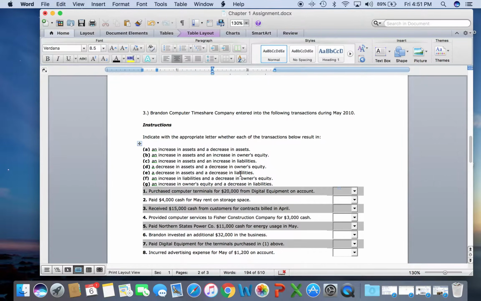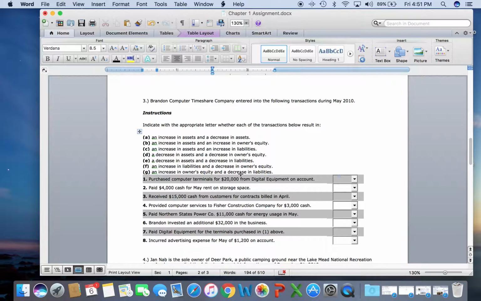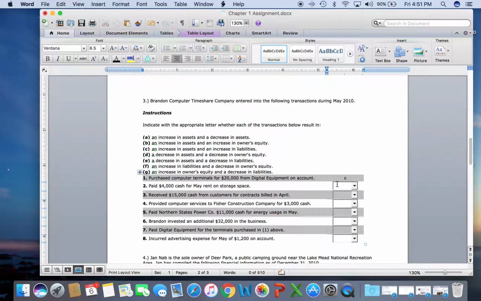It says Brandon Computer Timeshare Company entered the following transactions during May 2010. Indicate with the appropriate letter whether each transaction results in an increase in assets, decrease, and so on. First, computer terminals for $20,000 from Digital Equipment on account. Remember, on account means you bought it on credit. You got it, but you haven't paid for it yet. Computer terminals would increase assets, but it also increases liabilities because now you owe it. So it's going to be C, increase in assets and an increase in liabilities. I'm going to put C down here.